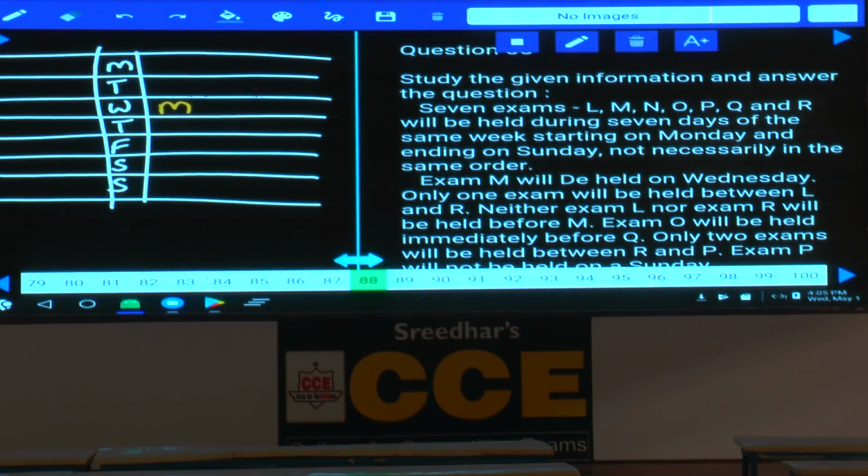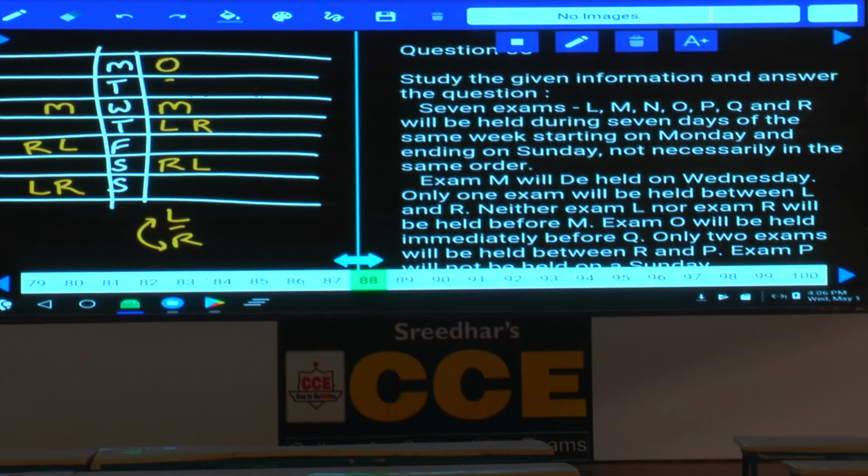Only one exam between L and R. Between L and R there must be only one in any order and neither L nor R will be held before M. Hence L and R must be after this M only, isn't it? Hence if L is here, R will be here, or if R is here, L will be here. That is one possibility. And the second possibility, Wednesday at this place. If L is on Friday, R is on Sunday, or if L is on Sunday, R will be on Friday. Isn't it? There are two possibilities in this one. And next one, exam O will be held immediately before Q. O is immediately before Q.